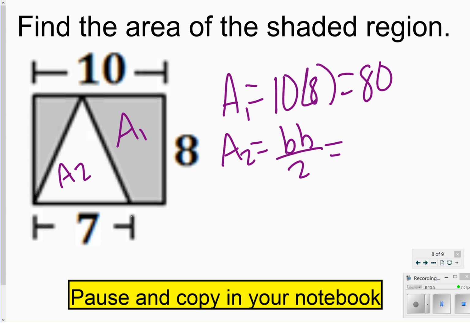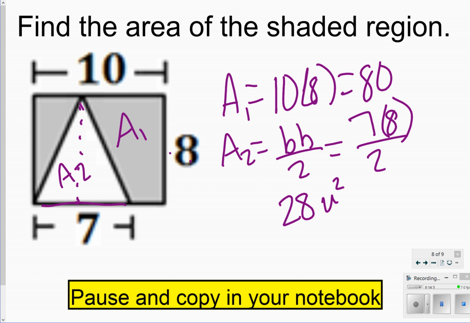Well, our base in this case is 7 based off of the measurement that they told us. Our height would be from our base up to the top, and we can see that this height is also congruent and parallel to all of the edges of our rectangle. So we're going to say that the height is the same thing, which is 8. We're going to divide it by 2. Okay, so using your calculations, you're going to figure out the value, and we're going to say that it's 28 units squared.